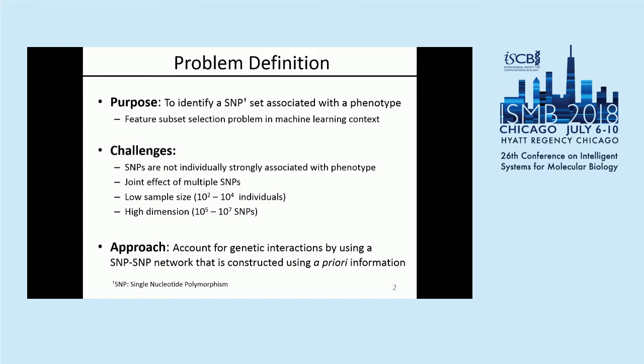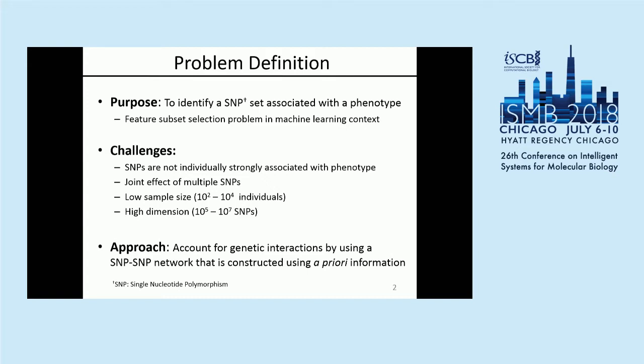There are a few challenges for this problem. First, SNPs are not individually strongly associated with complex phenotypes, which means that the joint effect of multiple SNPs actually explains the phenotype. And there is also the issue of data. We have low sample size with high number of dimensions, high number of SNPs.